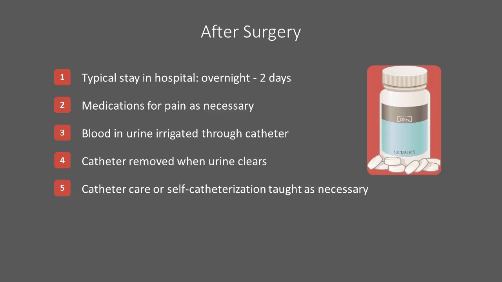The catheter is then left to straight drainage for a period of time, and if the urine remains clear, the catheter is removed entirely. This usually happens the day after surgery, but may be a day or more later in some situations. Occasionally, some patients are sent home with their catheter in place.